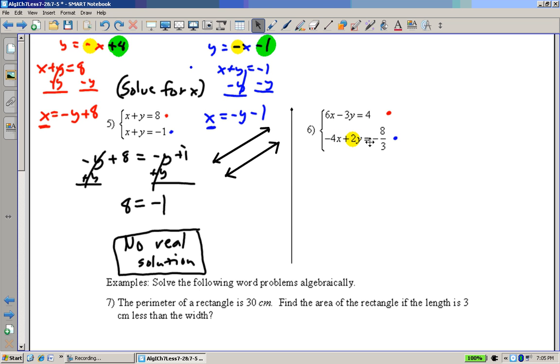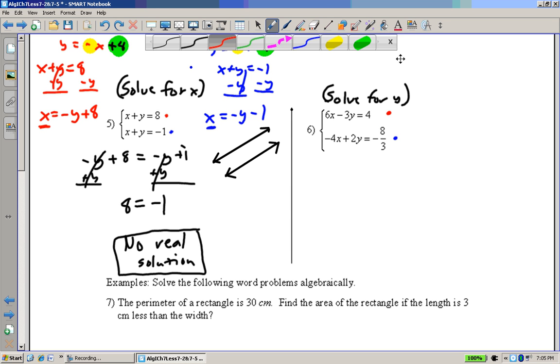So I'm going to solve for y because I think it's a little easier in the top equation to work with it, but it's really a toss-up. So I'm going to say solve for y, but they're both going to be pretty difficult to solve for. In my red equation, 6x minus 3y equals 4.